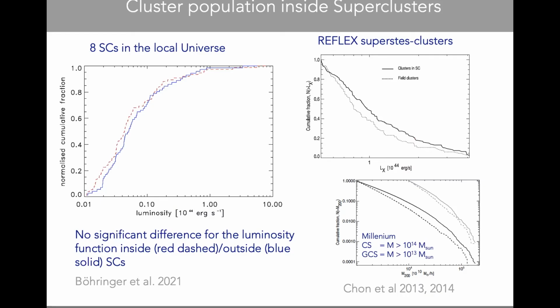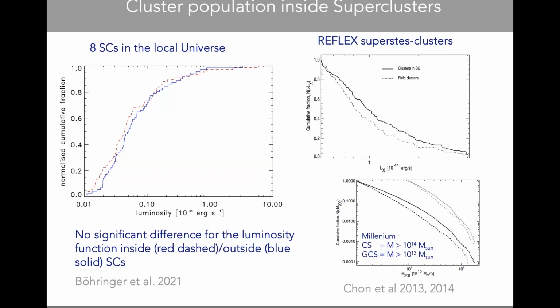I think the red dashed curve is the cumulative X-ray luminosity function. You can directly convert it to a mass function with our X-ray luminosity-mass relation. And you see there are a little bit more massive clusters in the superclusters, but it's not very significant. But Guillaume did work on the whole REFLEX survey, which is our whole southern survey to larger redshifts.